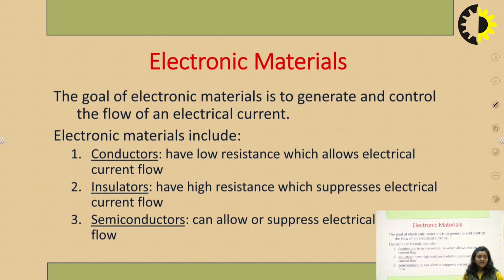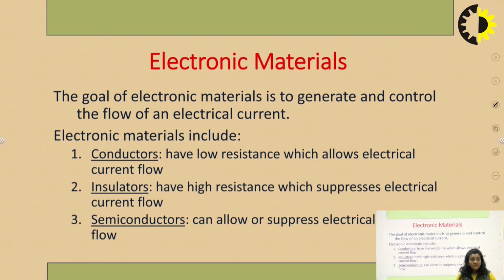Now moving to the next part: how can we distinguish electronic materials? What is the main purpose of electronic material? The goal of electronic material is to generate and control the flow of electric current. We have resistors, capacitors and inductors, which are electrical components, but you cannot control the current flowing through them. Like in a resistor you cannot control the current, but how do we manufacture the resistor? Using electronic material.